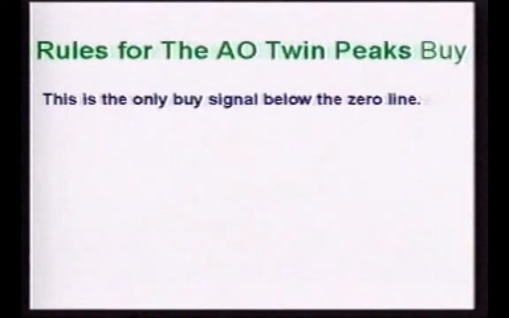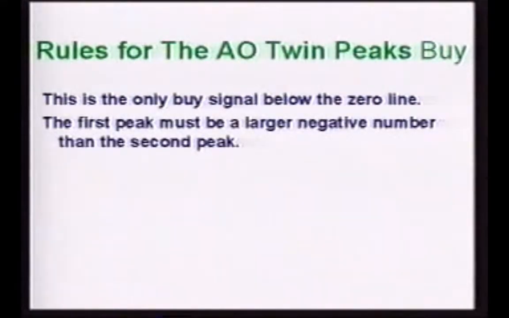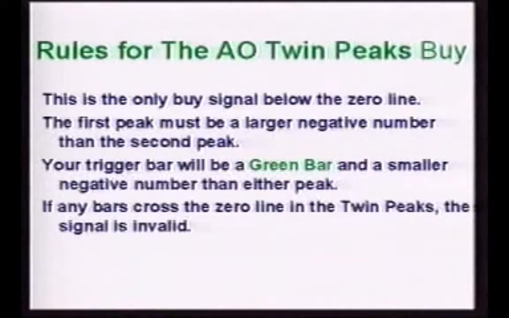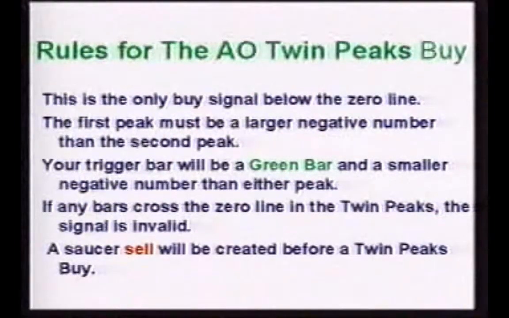The rules for the Twin Peaks buy. This is the only buy signal below the 0 line. This is very important. You need to keep this in mind. Remember, this will be the only buy signal below 0. Your first peak must be a larger negative number than the second peak. That's another big rule. You must remember that. Your trigger bar will be a green bar and a smaller negative number than either peak. If any bars cross the 0 line within the Twin Peaks, the signal is invalid, and a saucer sell will be created before a Twin Peaks buy is created.